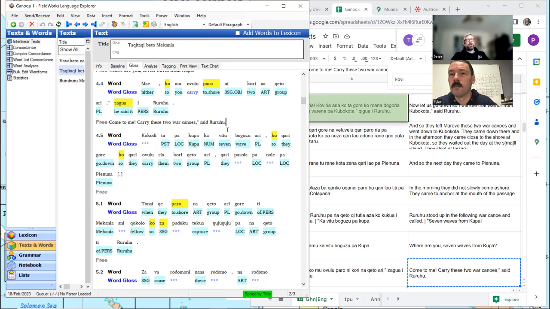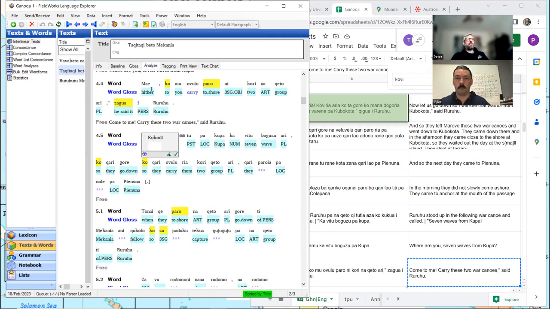So, carry these to war canoes. It's interesting we're getting third singular object agreement. I think this is more like an applicative thing. I don't know, but I want to watch it. And I'm telling you about this applicative intuition. An applicative, dear listener, means when you have something that introduces an object to something that wouldn't otherwise have an object. So I don't know. Kokondi, well, I know what D means.